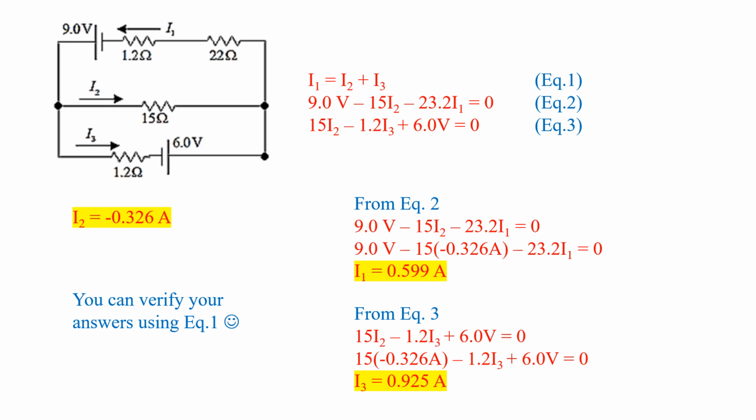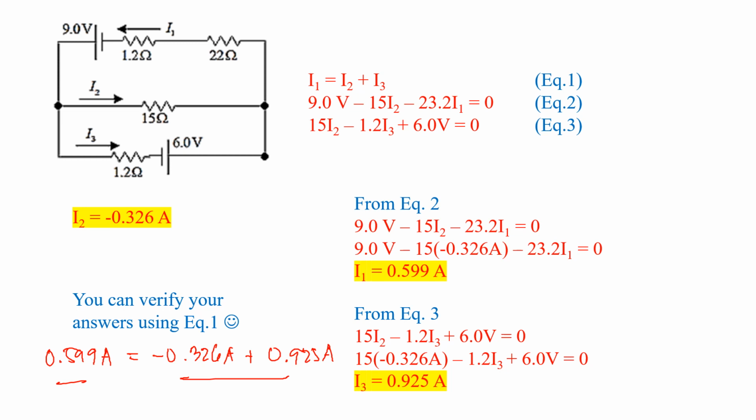And you can verify your answers using equation 1. That is, your 0.599 amperes should equal to I2, negative 0.326 amperes, plus 0.925 amperes. These two should be equal in order to say that you got the right answers. Otherwise, if it's not, then probably there were some mistakes along the way.